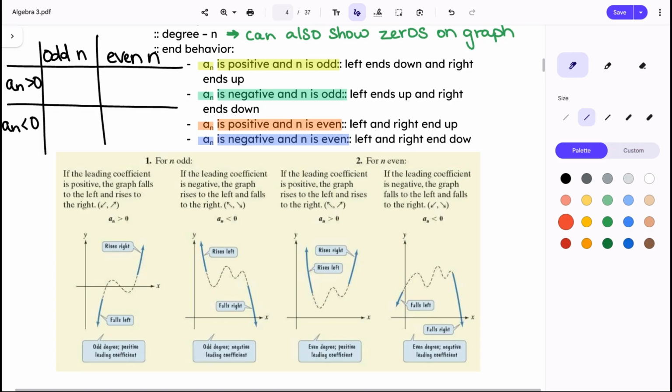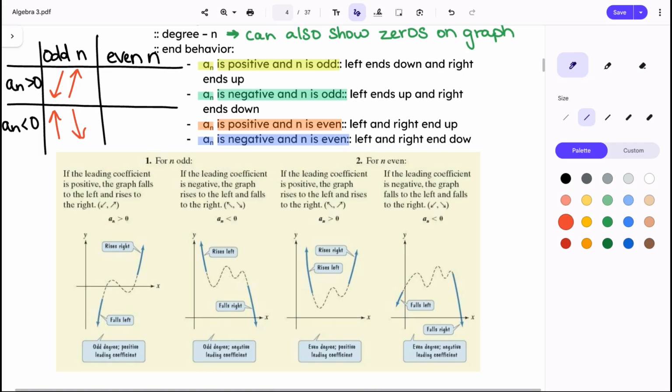And then inside the chart, I'm going to draw a couple of arrows that describe what would be happening with my end behavior. So if it's an odd degree and your first term is positive, that's the yellow case that I highlighted over here. That means the left side of the graph would end down and the right side of the graph would end up. Directly underneath that, if it's still odd, but this time your leading term is negative, those arrows are going to flip directions. So it's going to start by going up. It's going to end by going down.